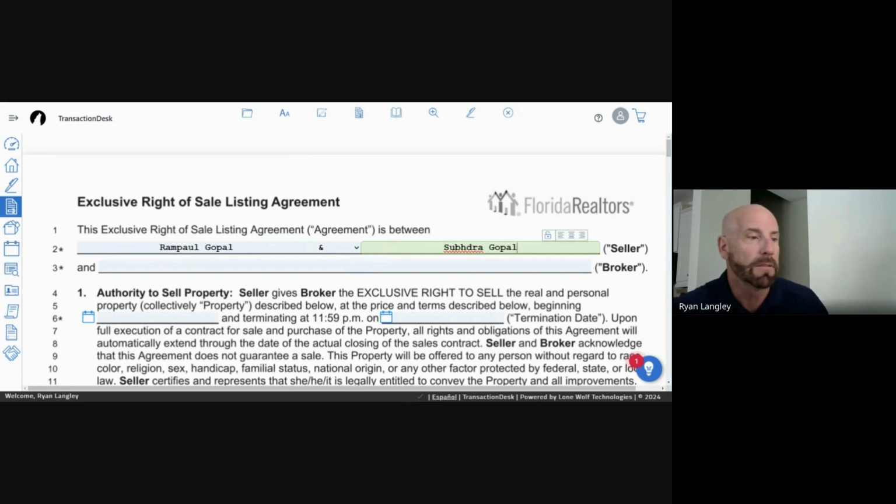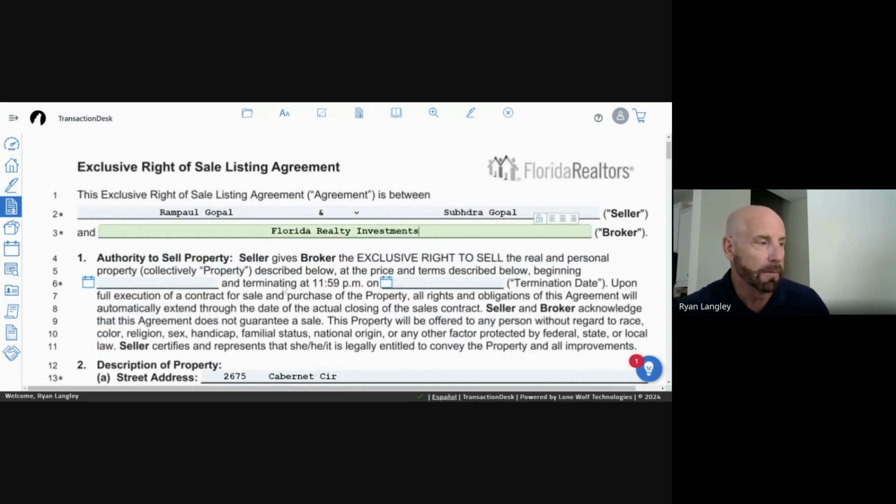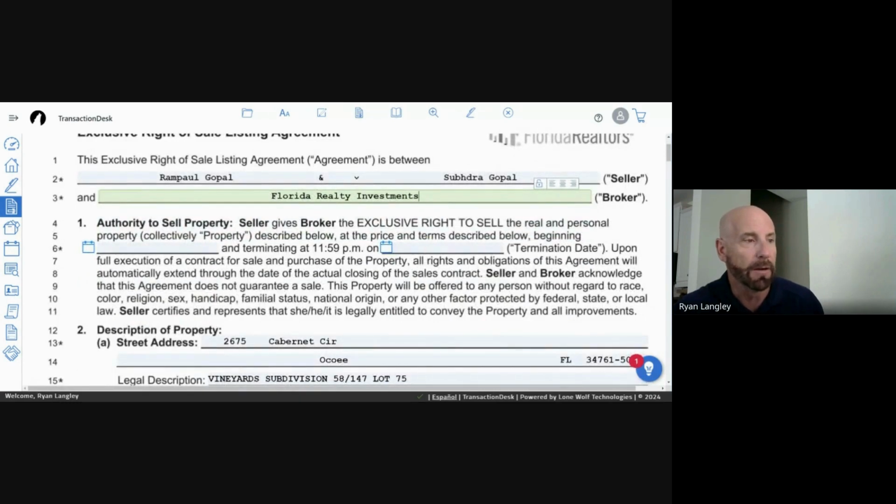All right, so that's that. Here we're going to put Florida Realty Investments. This is not your name, it is our brokerage. If you want to put your name, I don't really care. The deal is the paperwork and the laws of agency say it's with Florida Realty Investments.